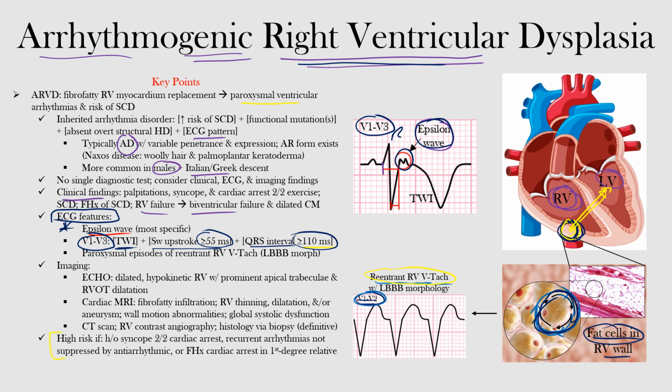Remember those patients that are high risk, this is important to remember. If they have any one of these, so the history of syncope secondary to cardiac arrest, recurrent arrhythmias that are not suppressed by antiarrhythmic medications, or a family history of cardiac arrest in a first-degree relative, any one of those makes that patient high risk of sudden cardiac death. And you want to keep those patients in mind because the treatment will change.